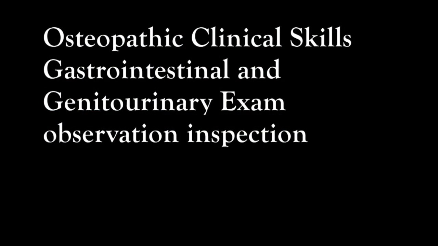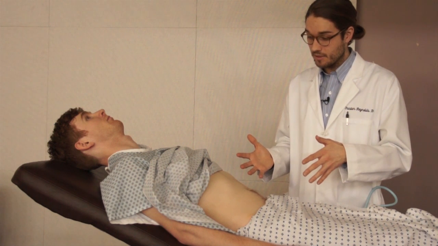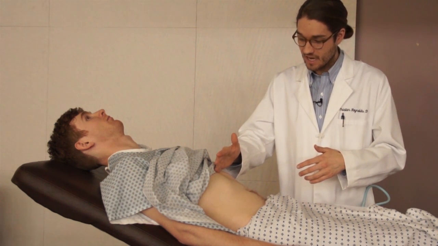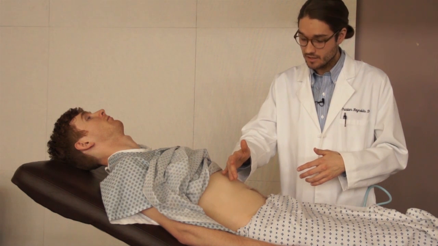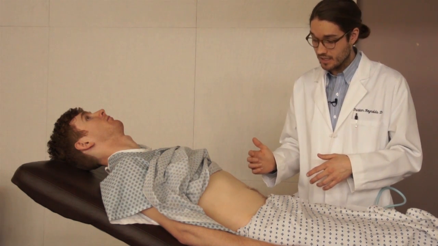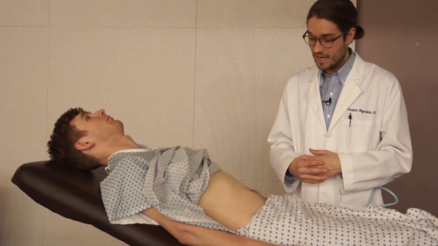So now that I have my patient properly draped, I want to start inspecting the abdomen. So the abdomen really goes all the way up from the xiphoid process along the costal margin and then all the way down to the inguinal ligament and the pubic symphysis. So I want to be able to visualize as much of that area as I can.